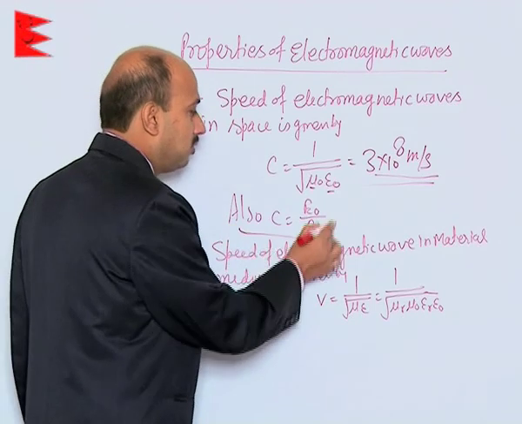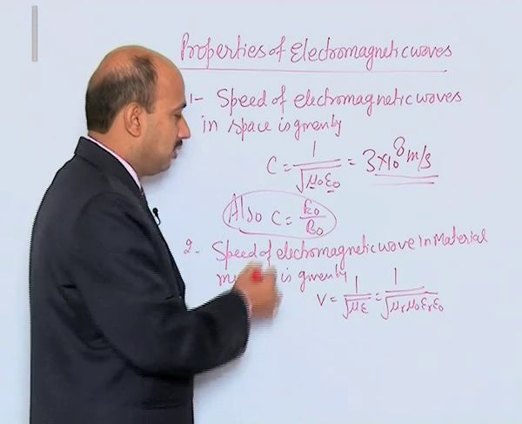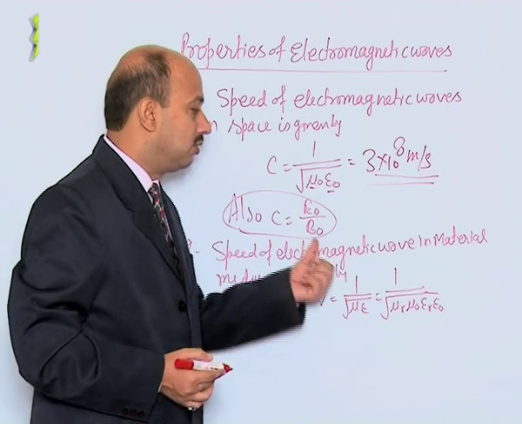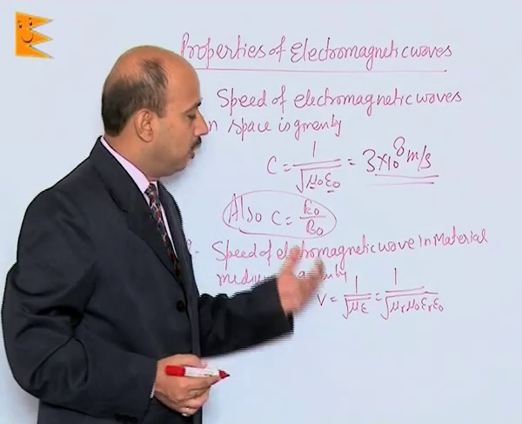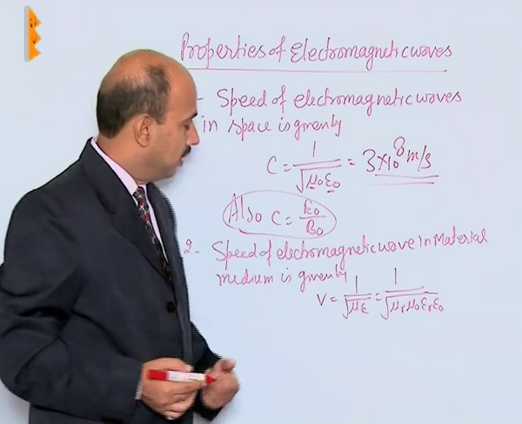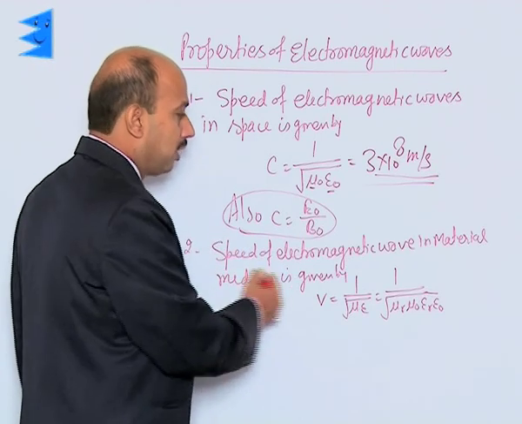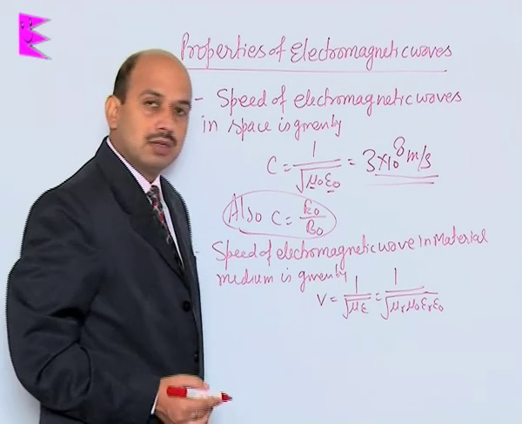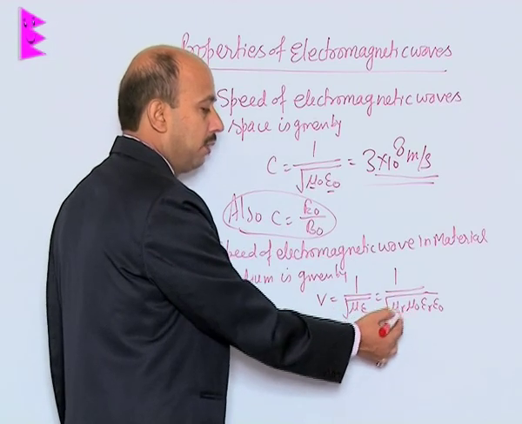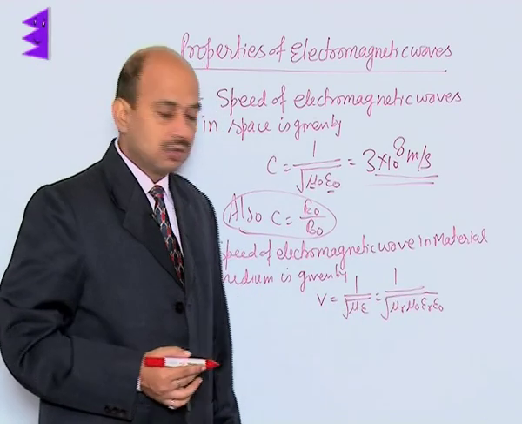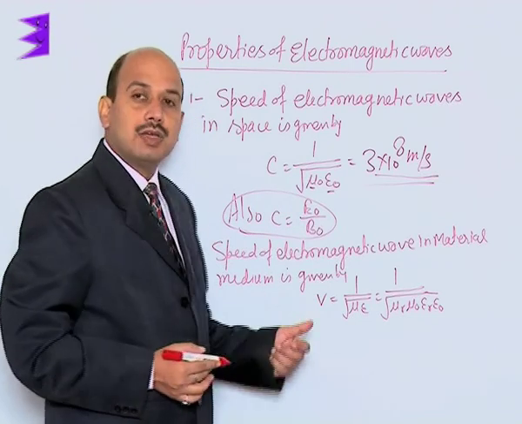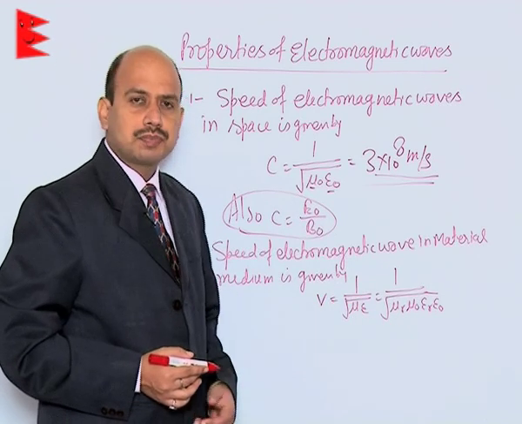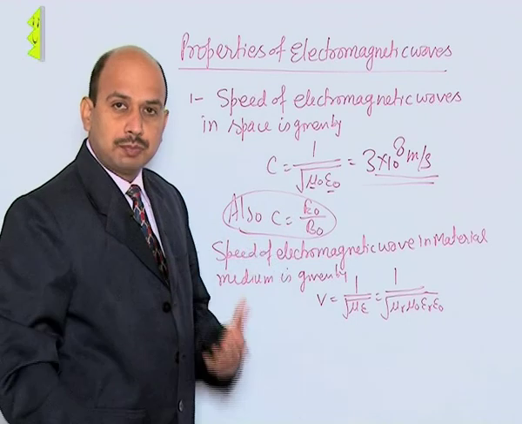And also we can write, according to Maxwell, the speed of light c, or of the electromagnetic wave, in free space is related to E naught upon B naught. E naught is the peak value of the oscillating electric field and B naught is the peak value of the oscillating magnetic field. Now, the second property is here: the speed of electromagnetic waves in a material medium is given by 1 upon under root of mu epsilon, and that we can write as 1 upon under root of mu r mu naught and epsilon r epsilon naught. So, the speed of electromagnetic waves in any material medium actually depends on its refractive index, and that is given by this formula.